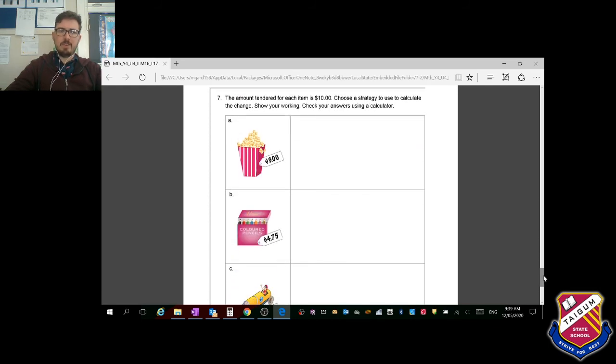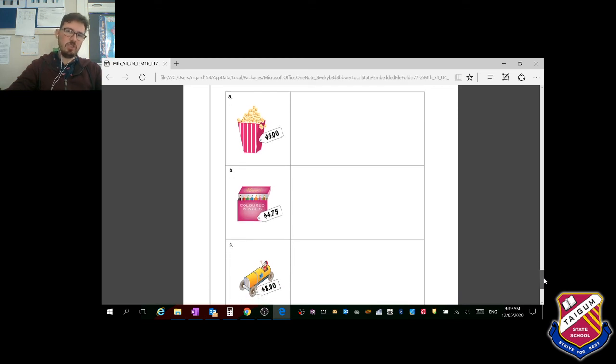Okay, let's go to 7. The amount tendered for each item is $10. So if you're buying each of these things, you've only got a tenner, you give them the $10 note, and you've got to work out the strategy. You've got to choose a strategy to work out the change. Show your working, check your answers using a calculator. All right? So you can do them first without a calculator, then check them with a calculator.